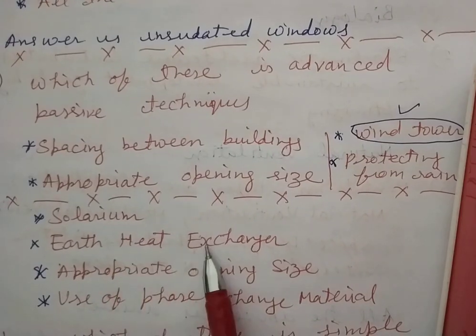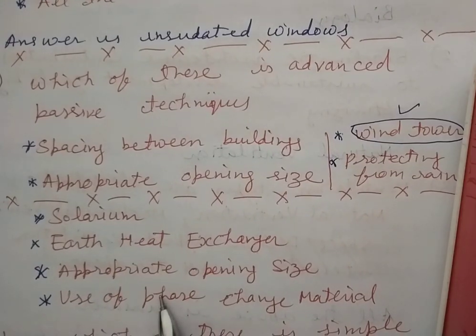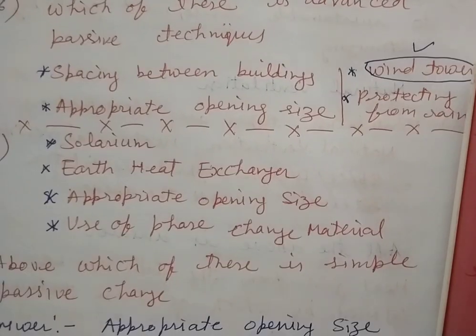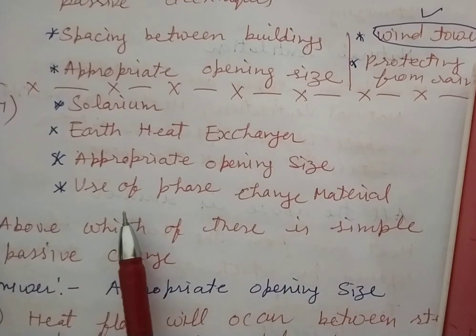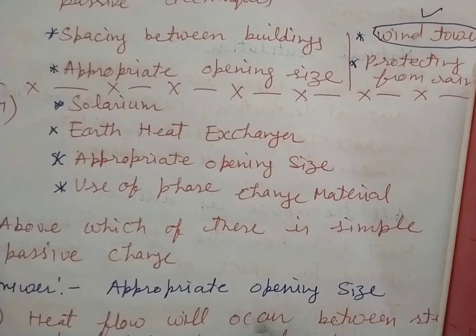Solarium, earth heat exchanger, appropriate opening size, use of phase change material. Above which of these is a simple passive technique? From these, the simple passive technique is appropriate opening size. So the answer is appropriate opening size.